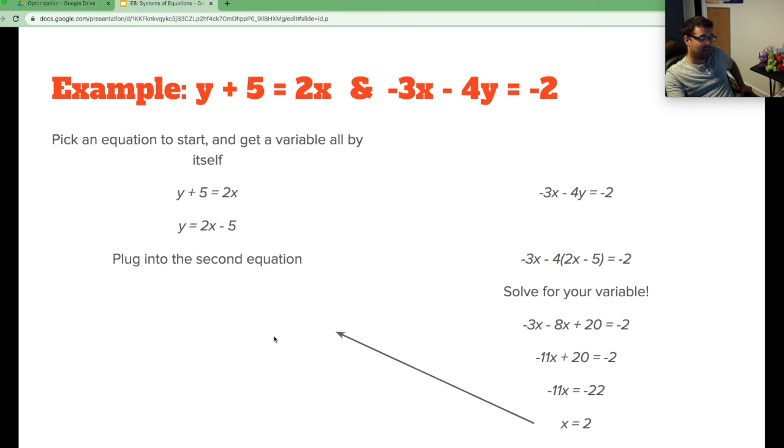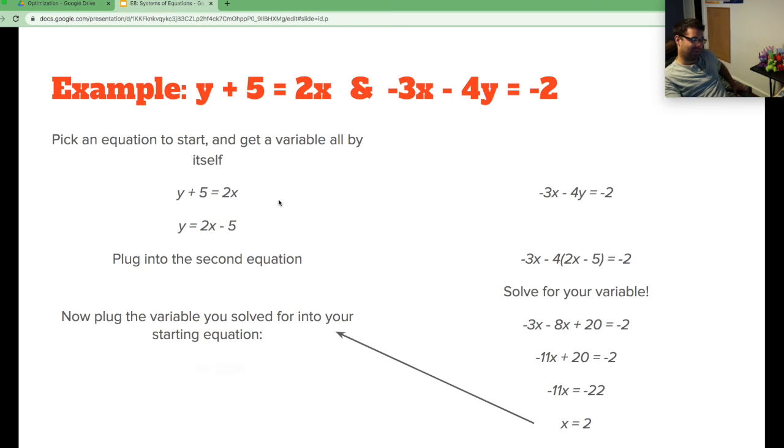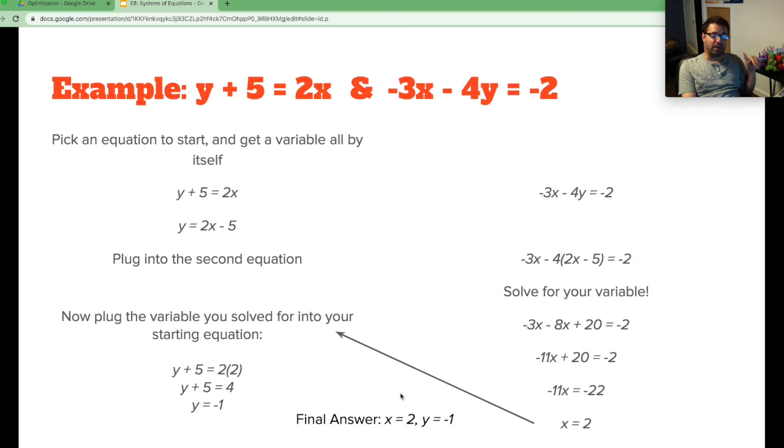So we can take that x, plug it back into our original equation, y plus 5 is equal to 2x. So this time we have y plus 5 is equal to 2 times 2. 2 times 2, that's 4. Subtract both sides by 5, we get y is equal to negative 1. So our final answer is that x is equal to 2 and y is equal to negative 1.